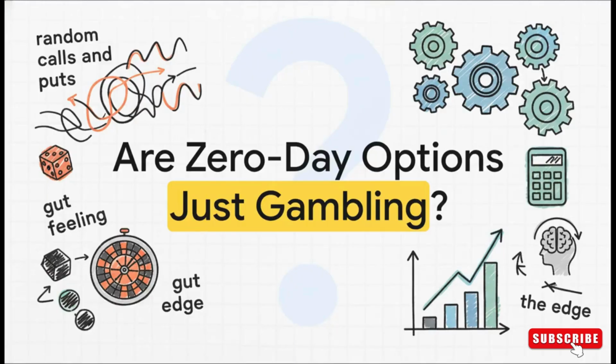So, are they just gambling? Well, let's be honest. If you're just randomly buying calls or puts based on a gut feeling, then yeah, it's 100% gambling. You might as well be at a casino. But here's the secret. The professional edge exists because so many people treat it that way. Their chaotic, emotional trading actually creates predictable patterns for those of us who have a system. So that's what we're here to do. Build that system and move from guessing to executing.